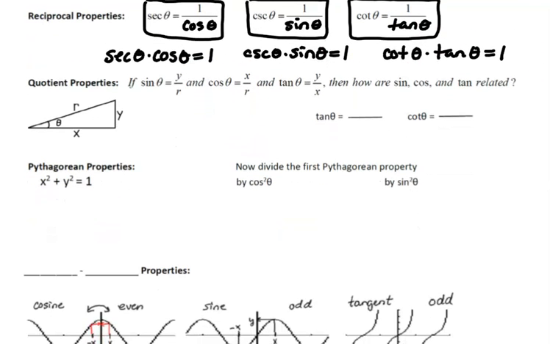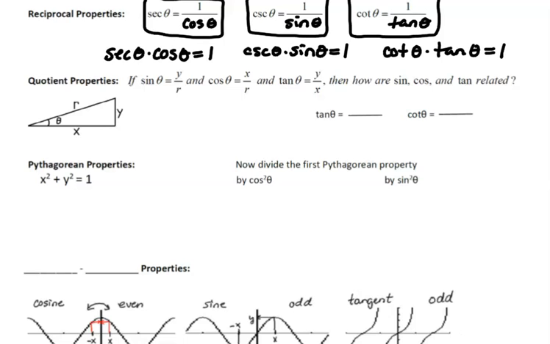The second group of properties we're going to look at are called the quotient properties. So recall that if this is my angle theta, that sine would be y over r, and cosine would be x over r, and tangent would be y over x. Now I'm going to show you how sine and cosine are related to tangent in the quotient property.